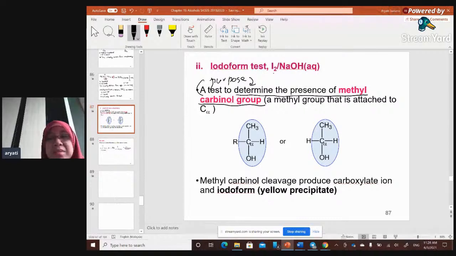So what is the structure of methyl carbinol? A methyl group attached to the alpha carbon. Methyl carbinol is when there is a methyl group, CH3, attached to the alpha carbon. What is the alpha carbon? The carbon that is attached to OH. So this is the structure of methyl carbinol. Okay, so now the reagent.